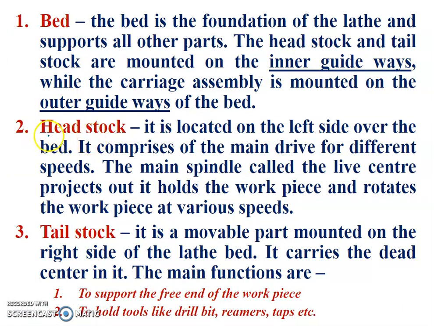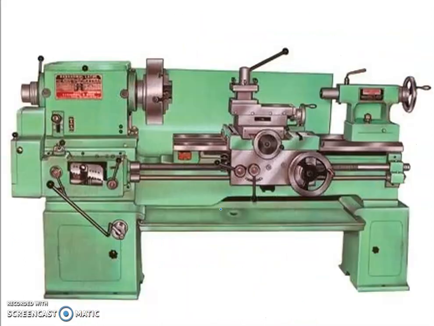Now the second part of the lathe, that is the headstock. It is located on the left side over the bed. It comprises the main drive for different speeds. The main spindle, called the live center, projects out. It holds the workpiece and rotates the workpiece at various speeds. So the headstock is mounted on the left hand side of the lathe.